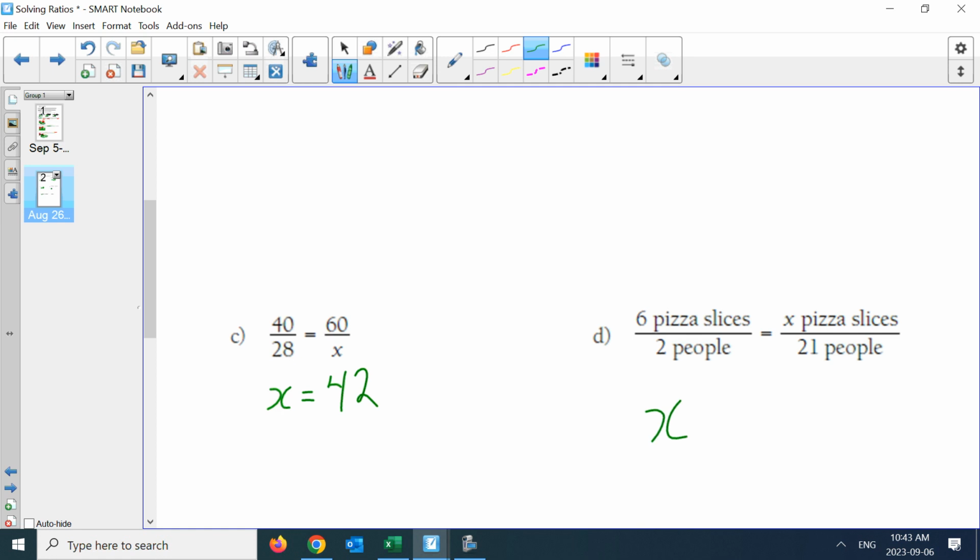And that's why I have pizza slices in my word problems. If 6 pizza slices feeds 2 people, how many pizza slices feed 21 people? It's really what bigger, right? 63. A lot of pizza. That makes sense, though. 3 slices a person.